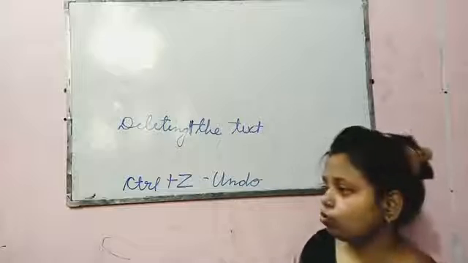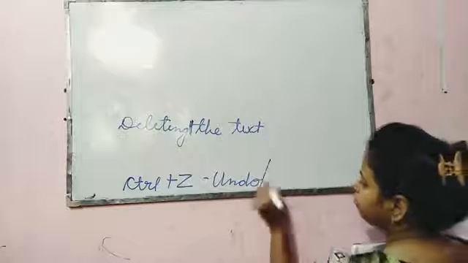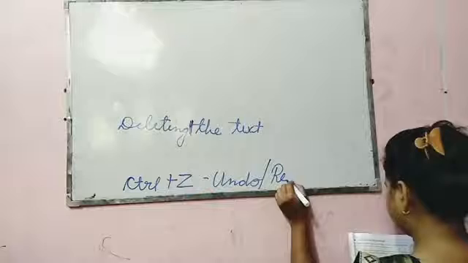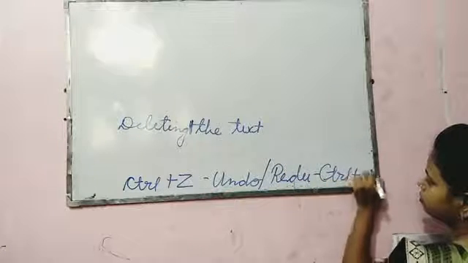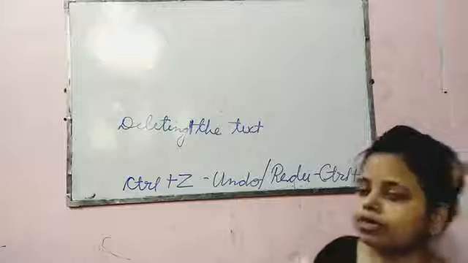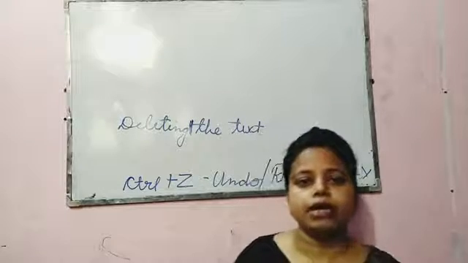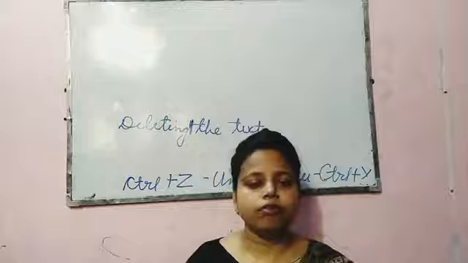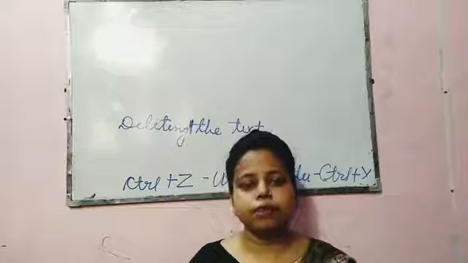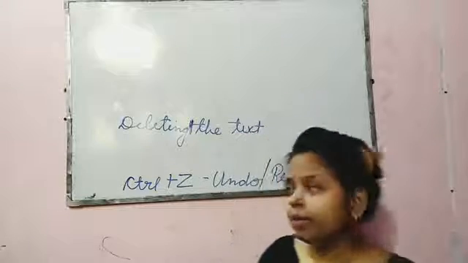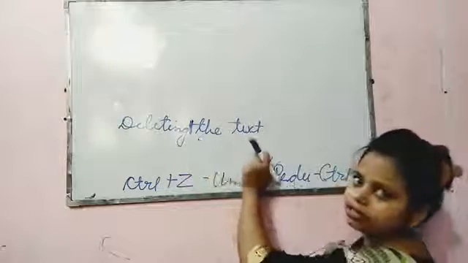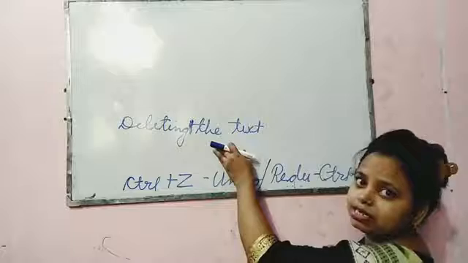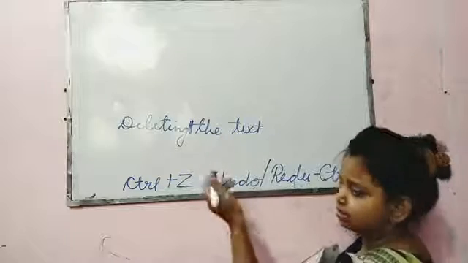Afterwards, redo. What is the work of redo? Redo reverses the last action performed by undo. Means just like I have written this, deleting the text. Okay, this is my last action.